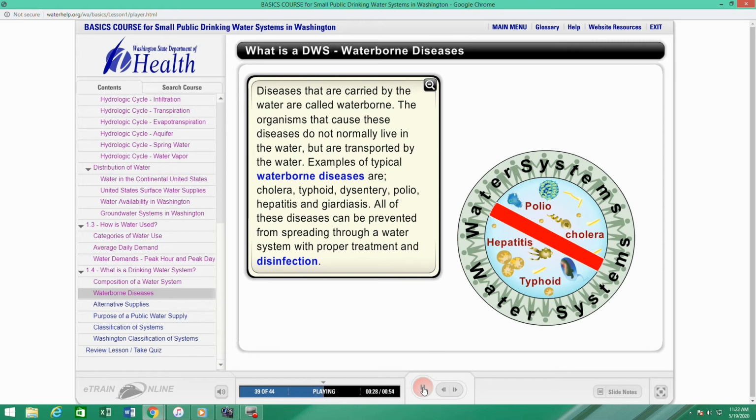Diseases that are carried by the water are called waterborne. The organisms that cause these diseases do not normally live in the water, but are transported by the water. Examples of typical waterborne diseases are cholera, typhoid, dysentery, polio, hepatitis, and giardiasis. All of these diseases can be prevented from spreading through a water system with proper treatment and disinfection.